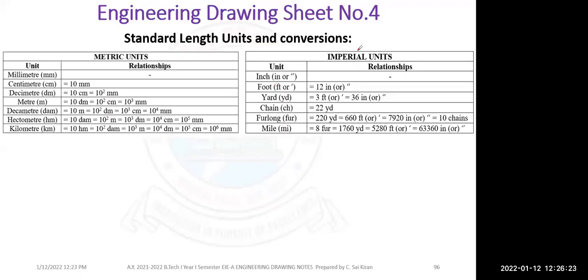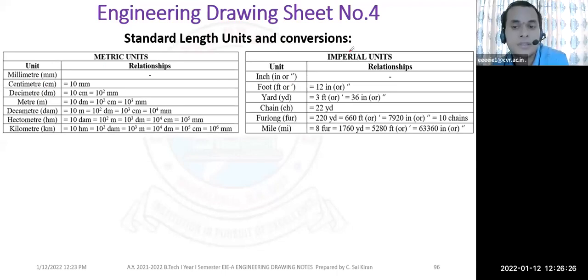Similarly, if you want to measure the distance of a cricket pitch, it will be measured in terms of yards. The distance of the cricket pitch between the two wickets on both ends will be measured in terms of yards only, not in terms of centimeters or millimeters, because cricket was invented by the British. In the European countries, they follow only imperial units. They don't follow metric units. So if you want to explain your drawings to the other European countries, you have to follow imperial units. You have to use inches, foot, yard, chain, furlong, mile.